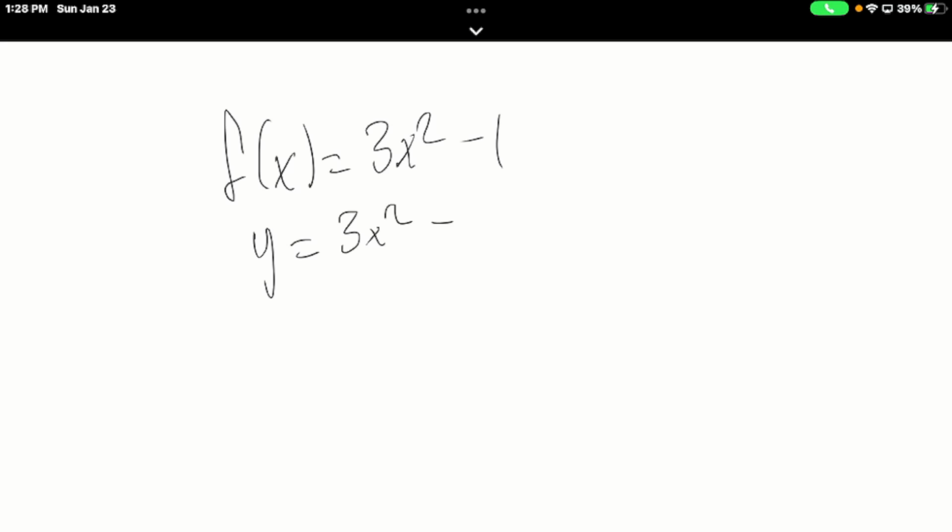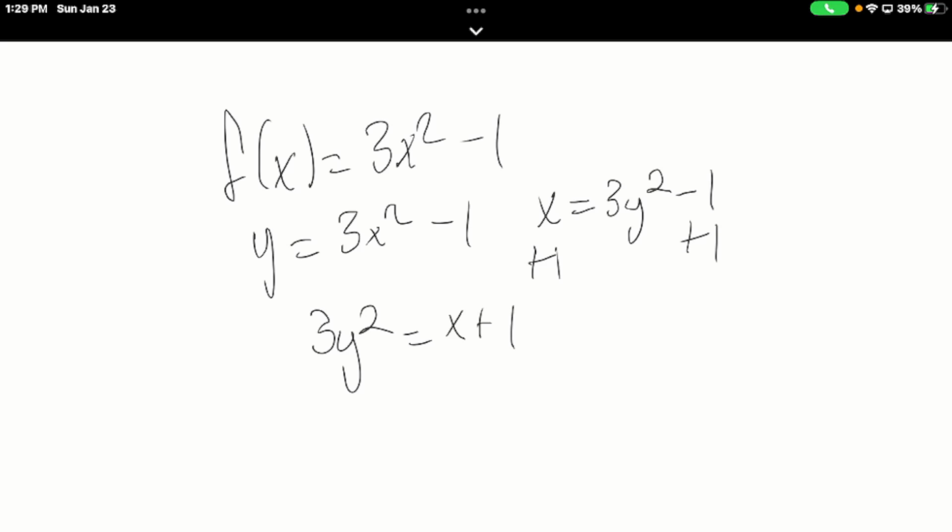So let's say I've got something like f of x equals 3x squared minus 1. How would I find the inverse? Well, first step, I'm going to make sure that I change this to a y, so it's a little easier to work with. Now I'm going to flip x and y, so this is going to give me x equals 3y squared minus 1. Now I'm going to solve for my new y, okay? So I'm going to add 1 to both sides. So I get 3y squared equals x plus 1. I need to divide by 3 on both sides, okay? So I get y squared equals x plus 1 over 3.